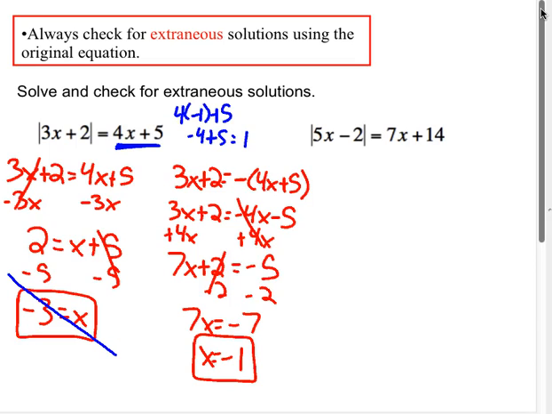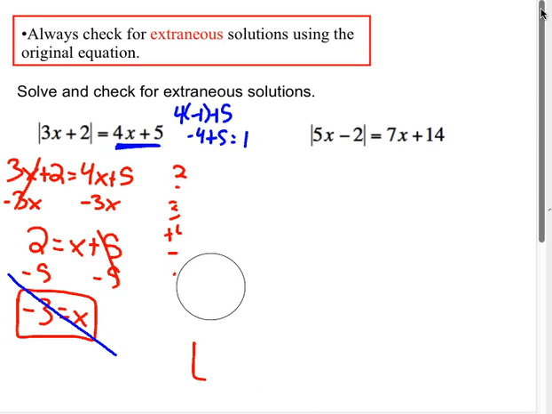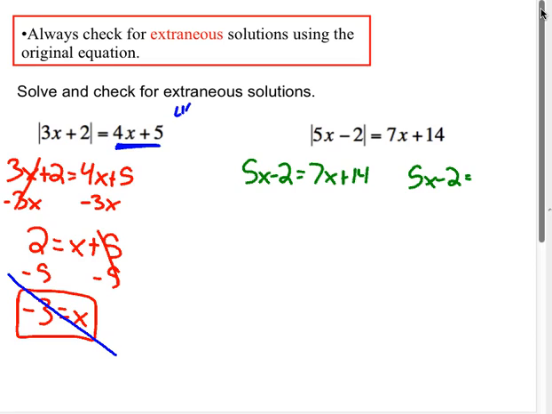So let's do one more example. Now I do need probably a little bit more space. So I'm going to erase over here to make sure that I have enough space to write my answer. So let's focus on this one now. So again, I'm going to set up my two equations, the positive and the negative. And now I'm going to solve them each.